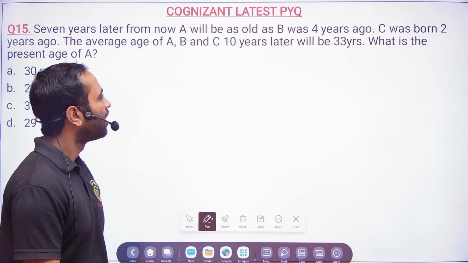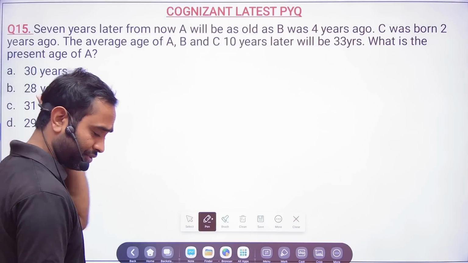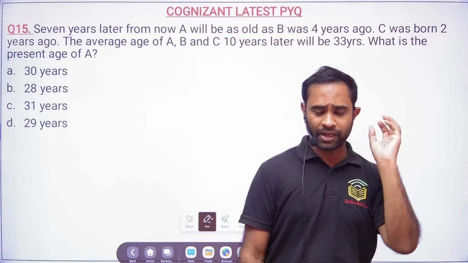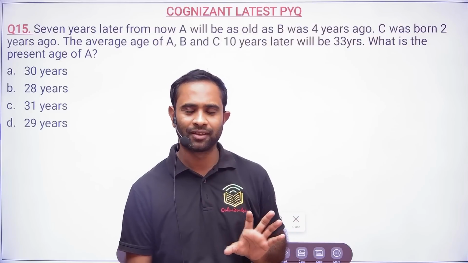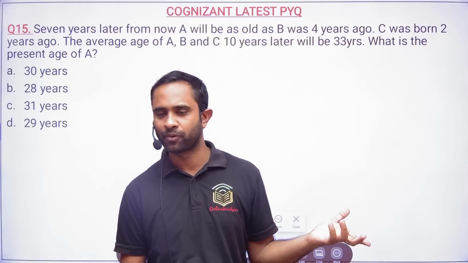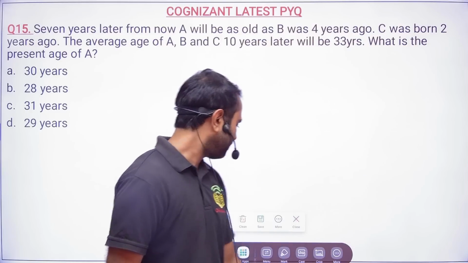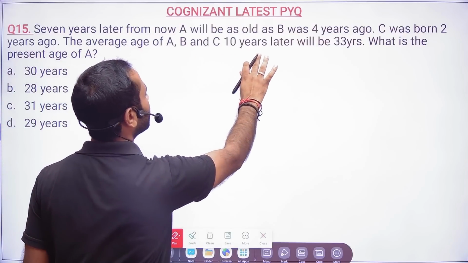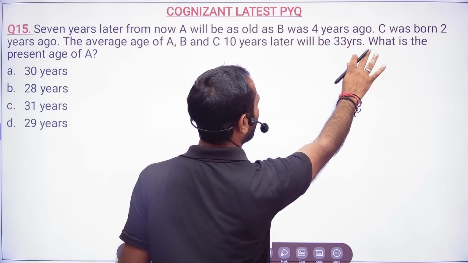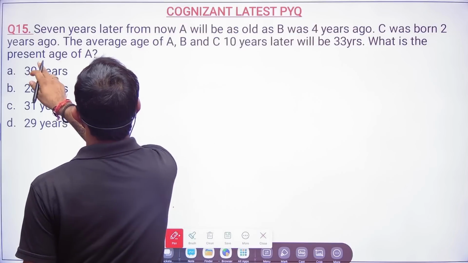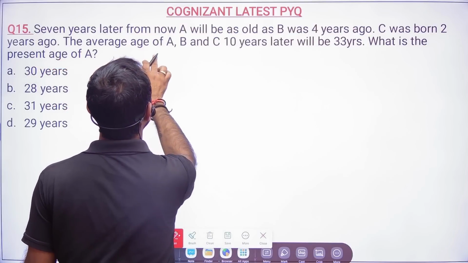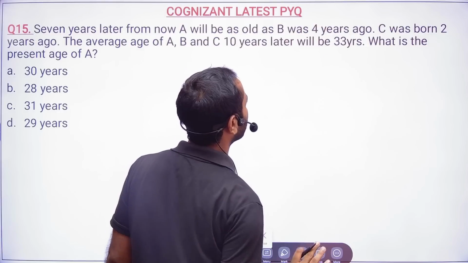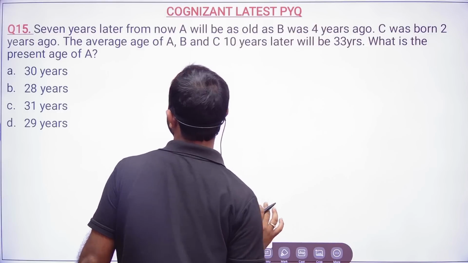Anyway, now this is a very good question. When I saw this question, even I took some time to think how we can deal with this problem. Let us see. 7 years later from now, A will be as old as B was 4 years ago. C was born 2 years ago. The average age of A, B and C 10 years later will be 33 years. What is the present age of A?